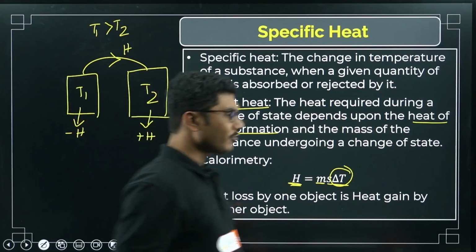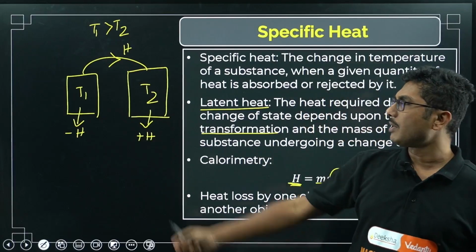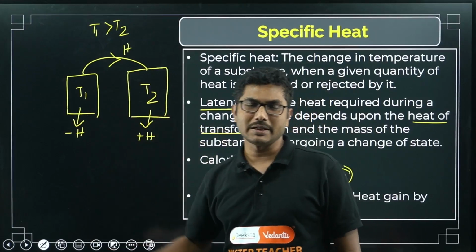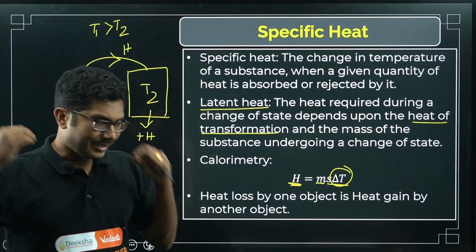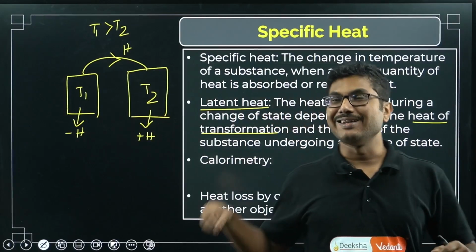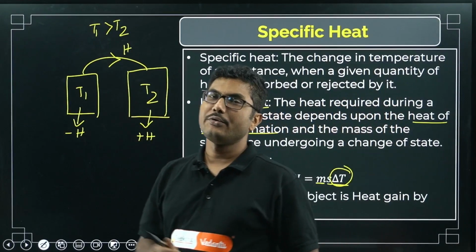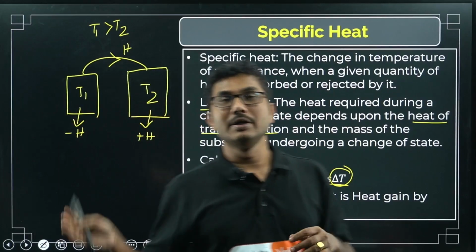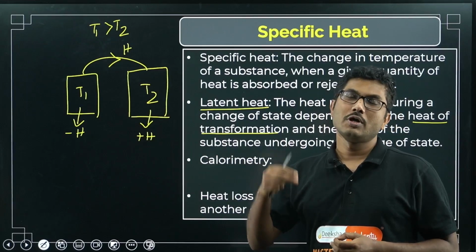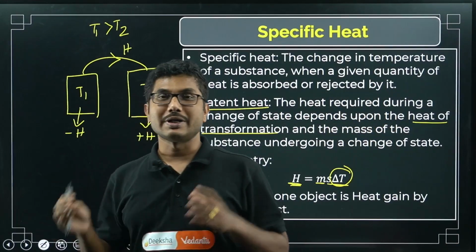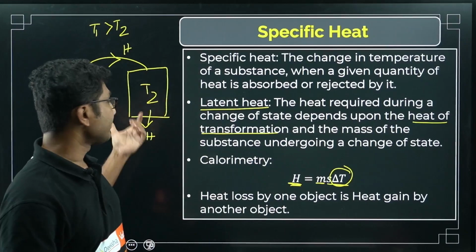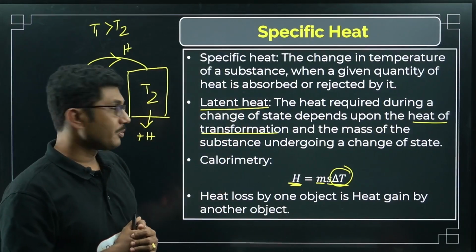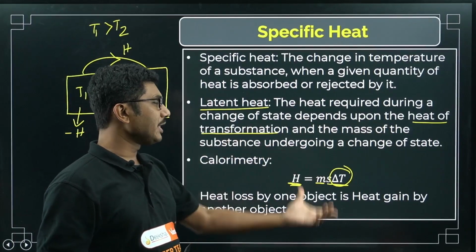Now, from the conservation of energy principle, we can say that the amount of heat lost by this object is equal to the amount of heat gained by this object. It is not 100% correct because some heat will leak into the atmosphere, but if you do it carefully using a certain instrument called a calorimeter, you can reduce this loss of heat to almost 0.1%. So almost all the heat is transferred from one object to the second object. This is the principle of calorimetry, where the heat lost by an object is the heat gained by another object.